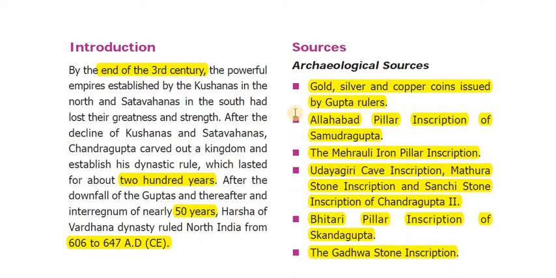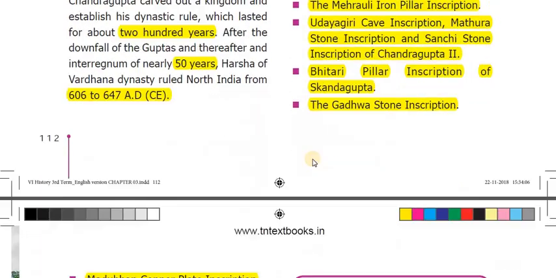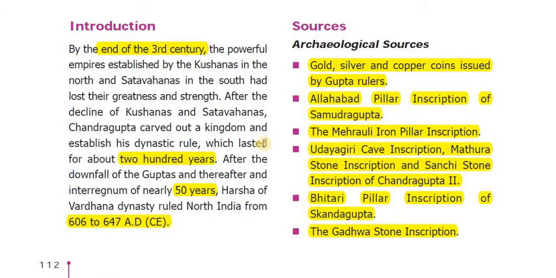After the decline of Kusanas and Satavahanas, Samudragupta carved out a kingdom and established his dynastic rule, which lasted for about 200 years. After the downfall of the Guptas and thereafter an interregnum of nearly 50 years, Harsha of Vardhana dynasty ruled North India from 606 to 647 AD.